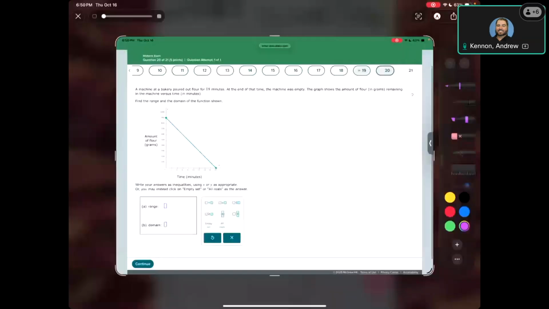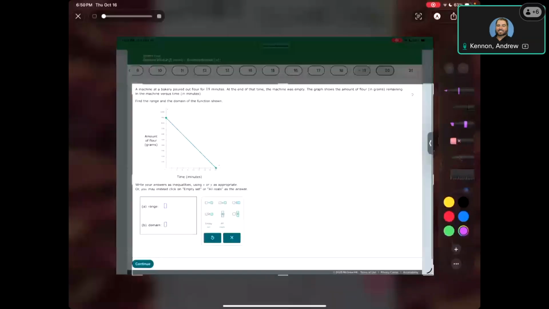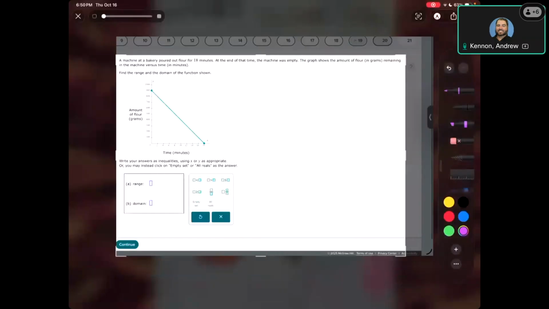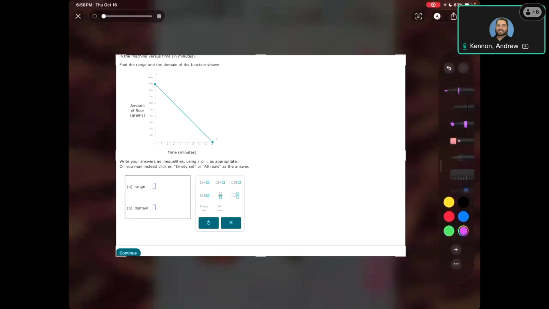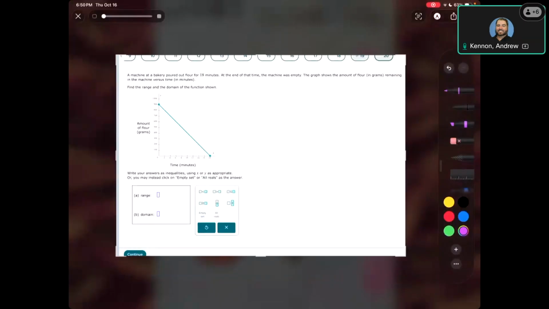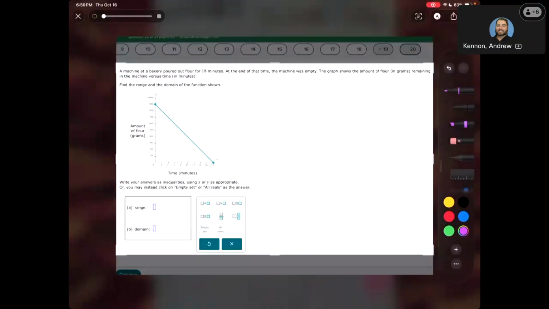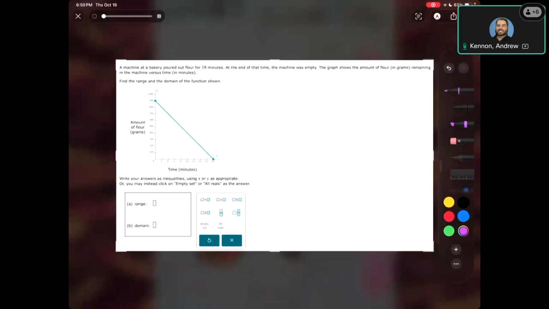This problem should be easy for you. A machine at a bakery poured out flour for 18 minutes. The graph shows the amount of flour remaining versus the machine time. Find your domain and your range. Be careful, because they do switch up the domain and the range.